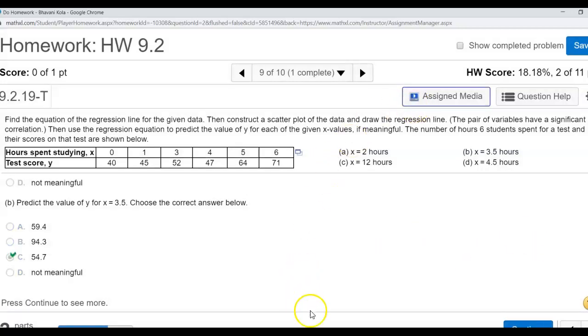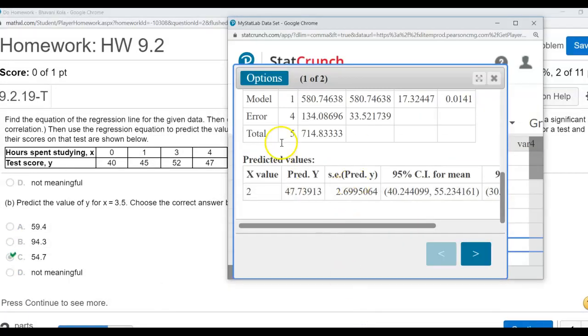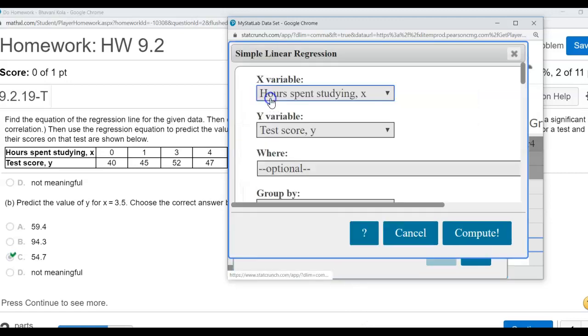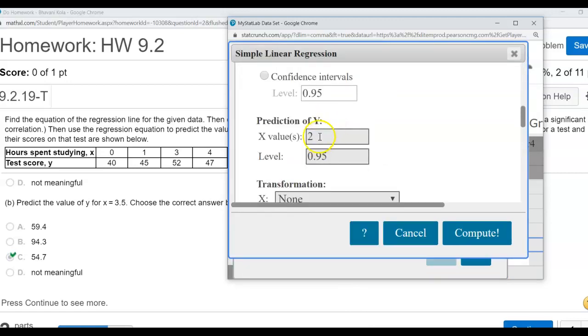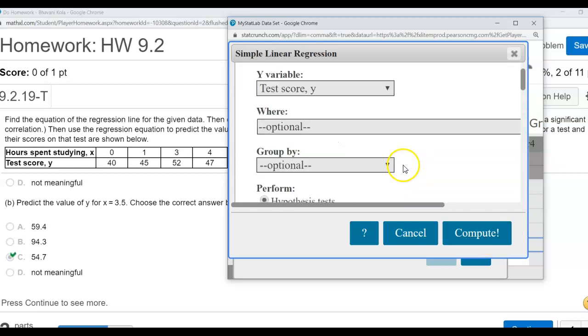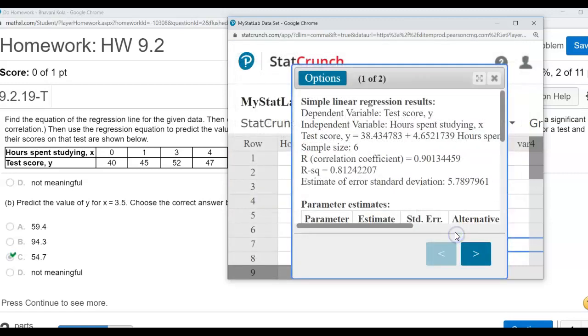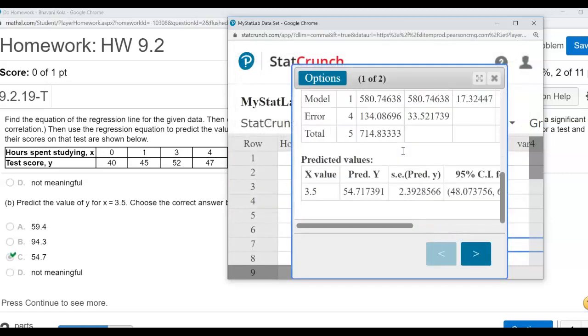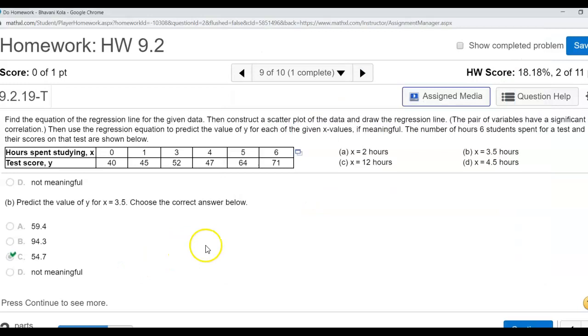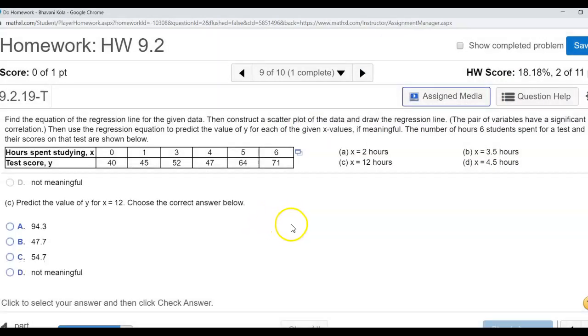So if you don't want to do it manually, what do you do? Again, the same thing. You will go to options, edit, scroll all the way down, and change your x to what? 3.5. See, you're going to scroll all the way down where it says predictions of y. You will not change anything, only your x value, and then click compute. And then you will go all the way down to see your prediction value. Do you see a prediction value here? 54.7. There you go. That's another way to do it. And then I'm going to click continue because I have a couple more questions.